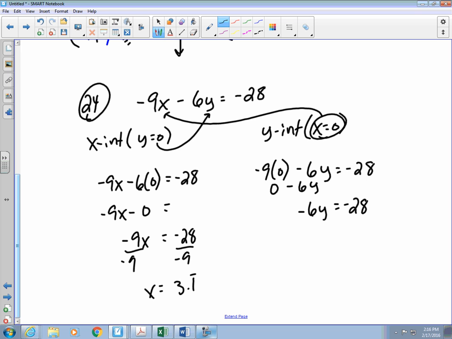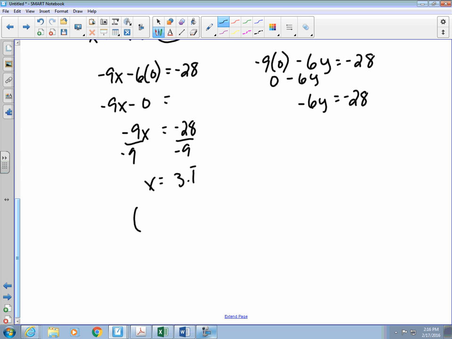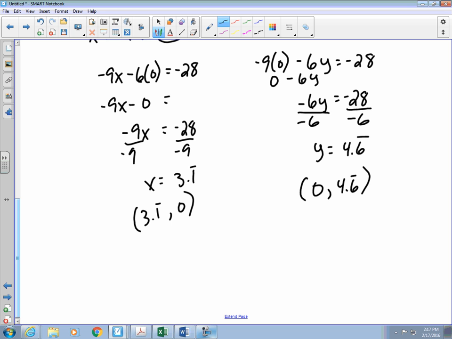Okay. If you wanted to write it as an ordered pair, x is 3.1 repeating, and the y is 0. Here, remember this is the y-intercept, so y is going to be a positive as well, 4.6 repeating, which is 4 and 2/3, but x is 0, and there's the y-intercept. But I would accept these as answers as well, but I at least wanted to remind you that those are just ordered pairs.